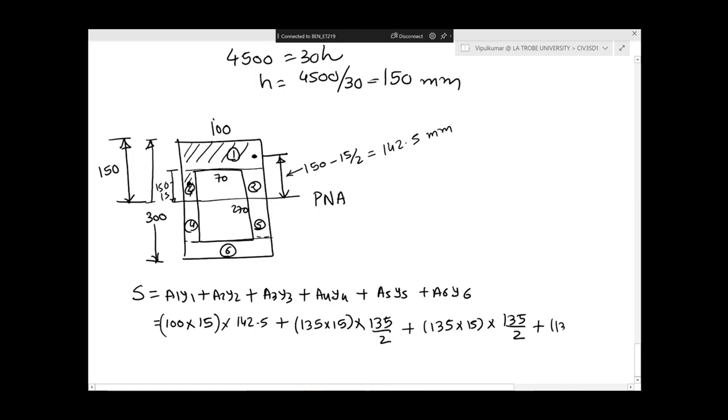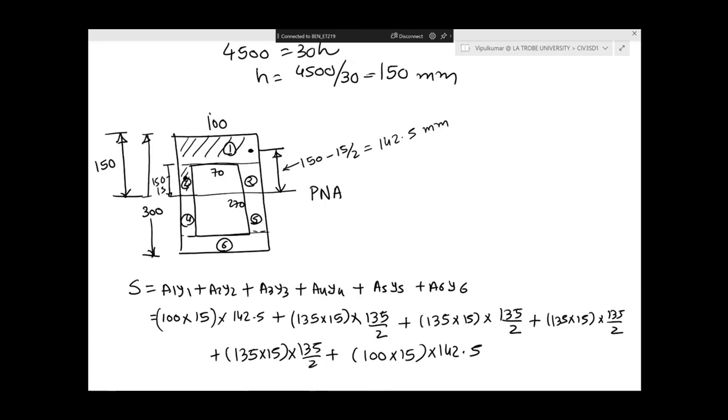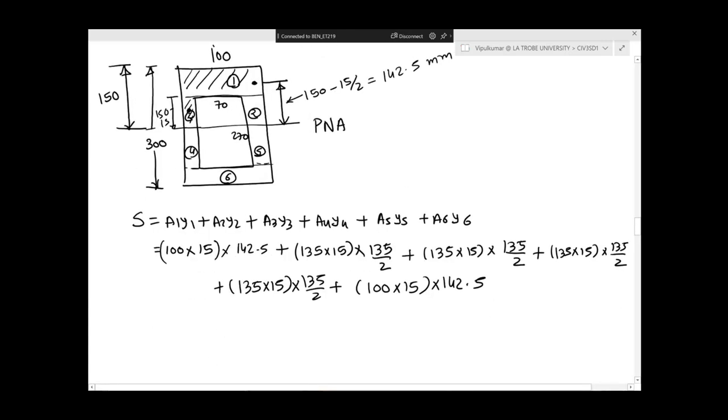Fourth one, same. Sixth one, same. And this last one would be this. And always take Y positive, okay? Does that mean below the plastic neutral axis is your negative? Always take Y positive, okay? So how many did you get? 1 and 6 are the same. These 1, 2, 3, and 4, another 4 are the same.